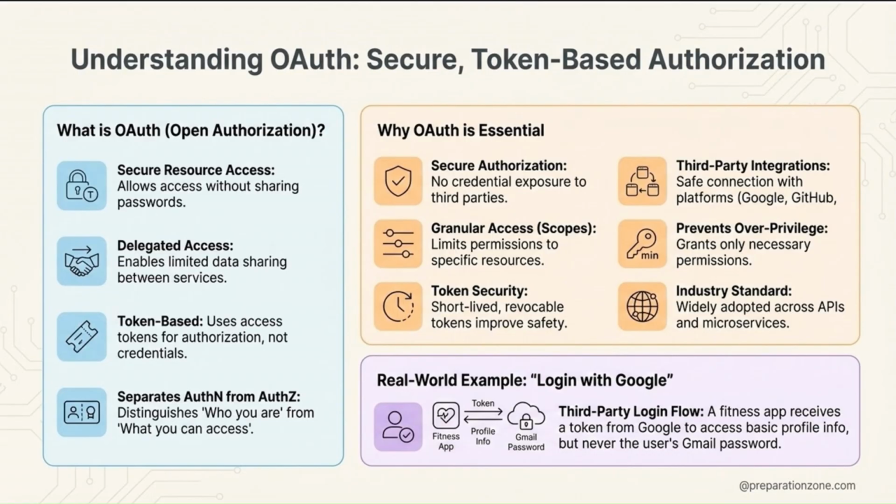You have definitely seen this. Log in with Google. You click the button, Google authenticates you, and then shares the token with the app. The app uses that token to access only what you allowed, like your name or profile picture. But it never ever sees your Google password. So, in short, OAuth gives you secure, selective access without giving away the key to the whole house.